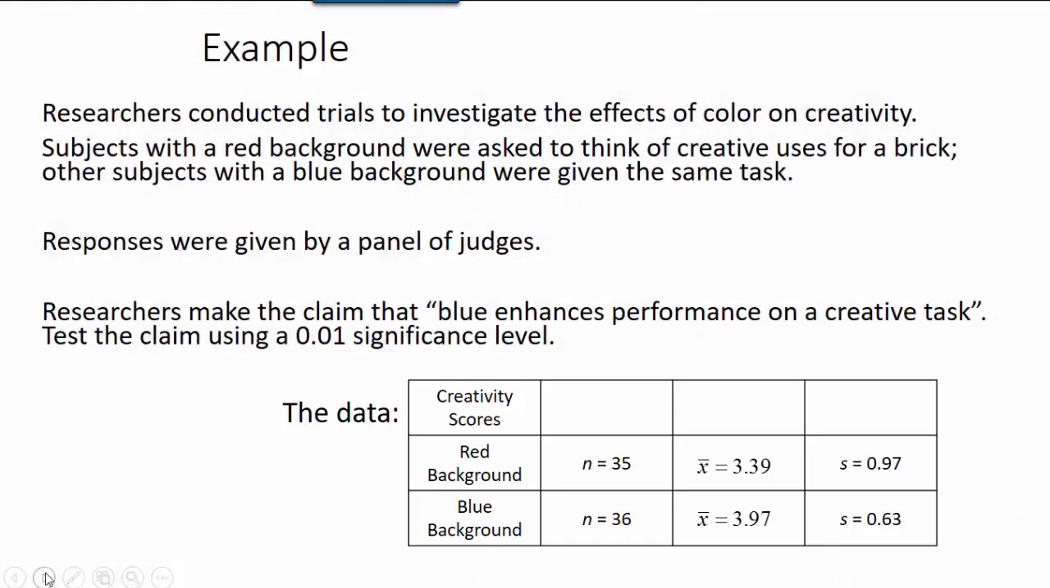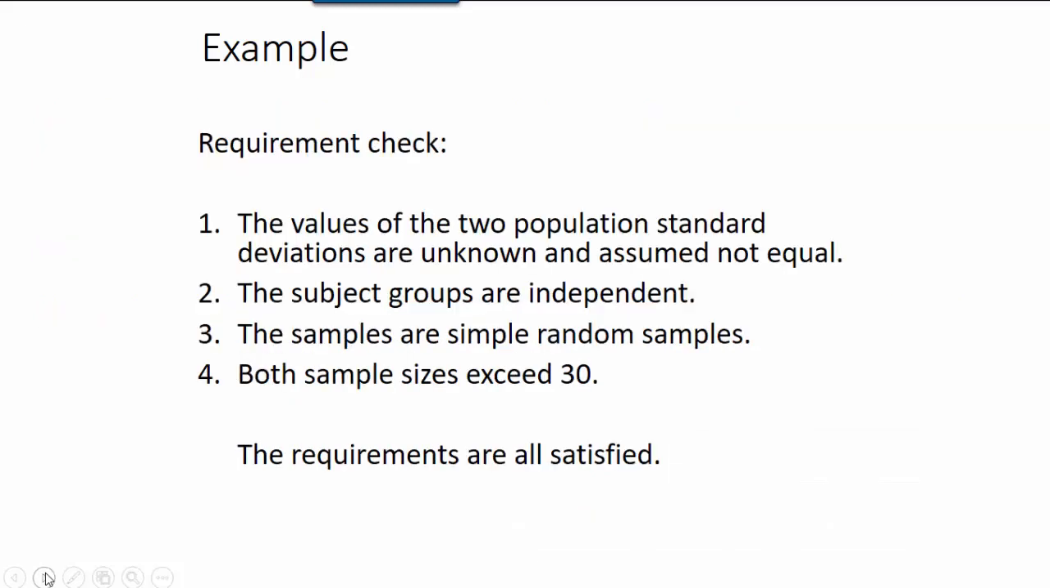We're comparing two data sets and we're talking about their means. We think we're going to use the methods from this section, and we need to do a requirement check. So the values of the two population standard deviations are unknown. We were not told that, and we're not assuming them to be equal. The subject groups are independent. The samples are simple random samples, and both sample sizes exceed 30, so all the requirements are satisfied.